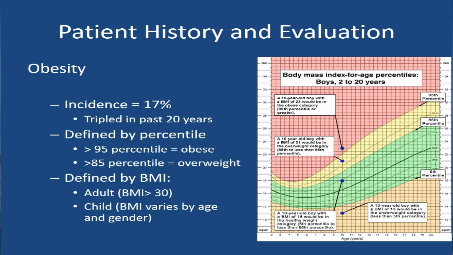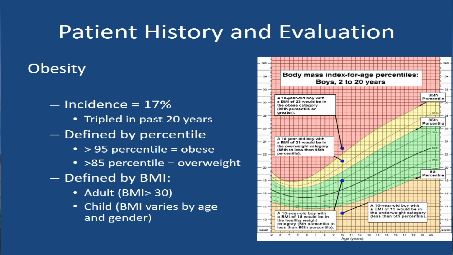Obesity occurs in 17% of patients. It's tripled in the past 20 years, and it's defined by percentiles. If it's greater than the 95th percentile, they're obese. If it's greater than the 85th percentile but not the 95th, then they're overweight. So an adult with a BMI of greater than 30 is obese, while for a child the BMI varies by age and gender.